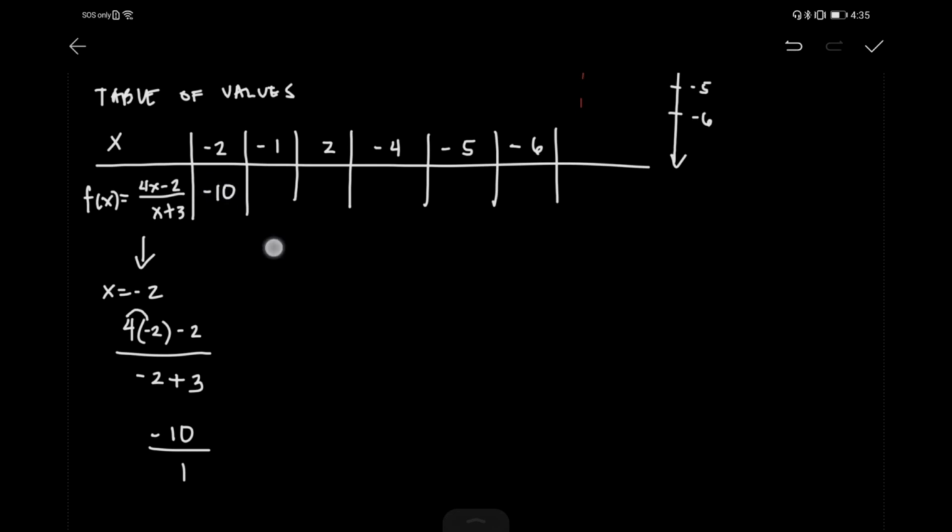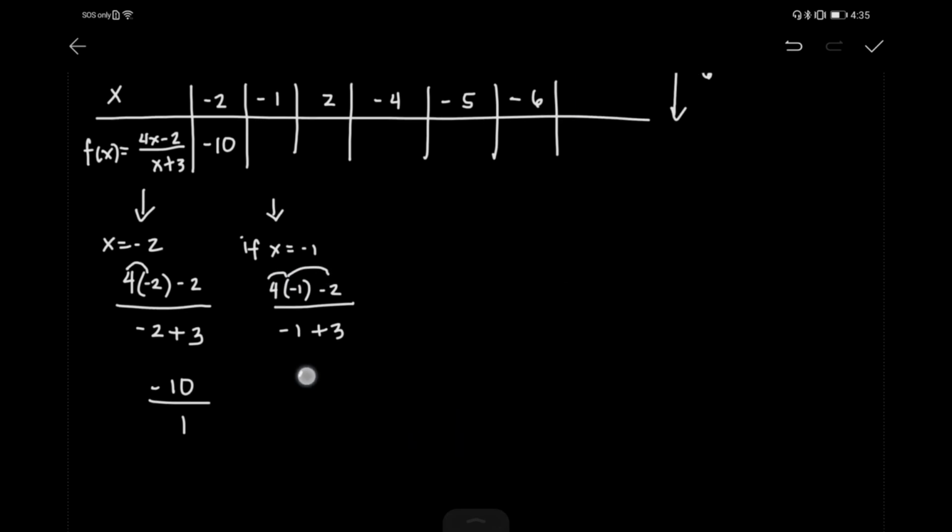If x naman natin is equal to negative 1. So this is 4 times negative 1 minus 2 all over negative 1 plus 3. So this is negative 4, then negative 6. Negative 6 all over negative 1 plus 3 is 2. So this is negative 3. So therefore, this is negative 3.